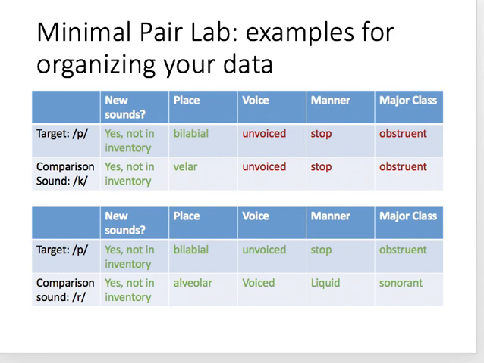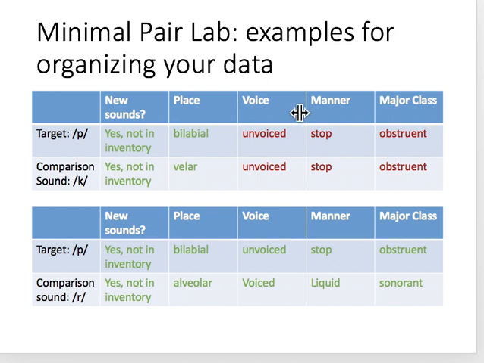So remember that what we want for these two sounds is the following. We want them to be new sounds, right? That is, what we mean by new is that neither of them are in the inventory. We also want them to differ along all of these features: place, voice, and manner. And then we also want them to be different by major class. So it's hard to do that on the fly sometimes if you're not yet comfortable doing this kind of stuff. You're still learning.